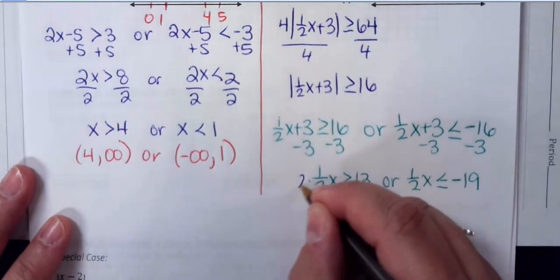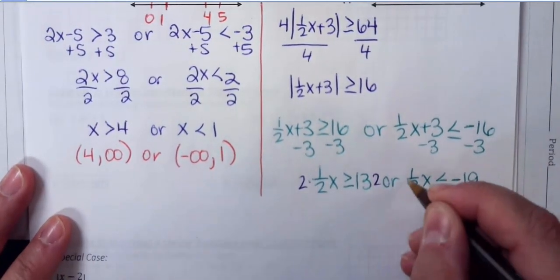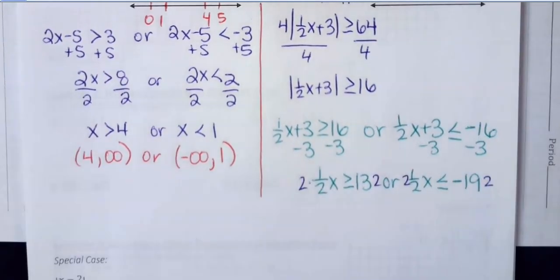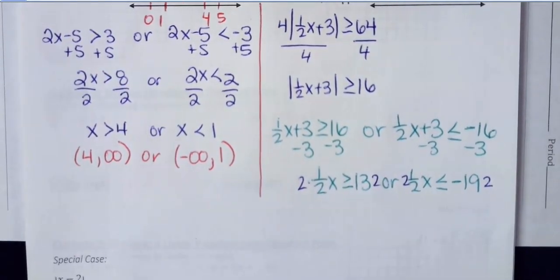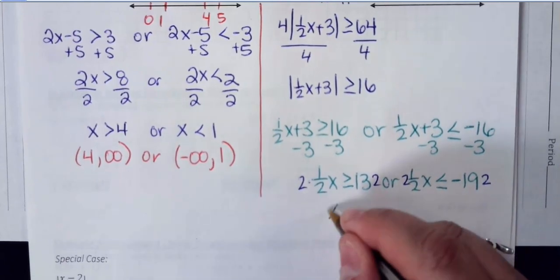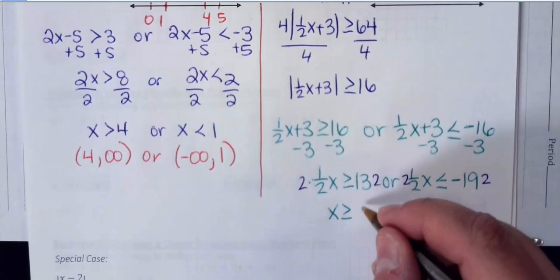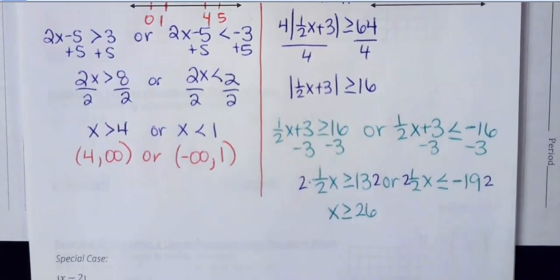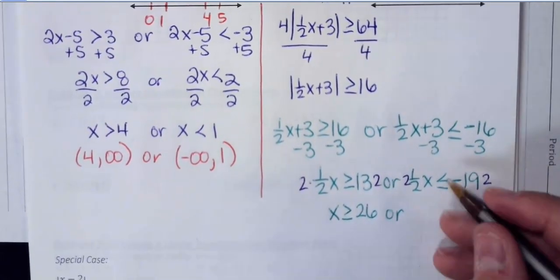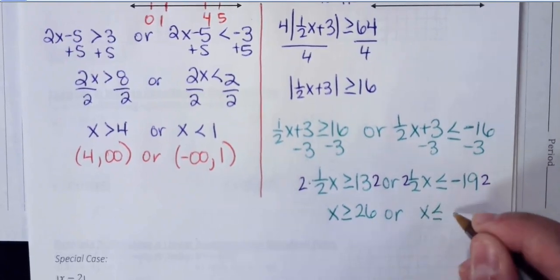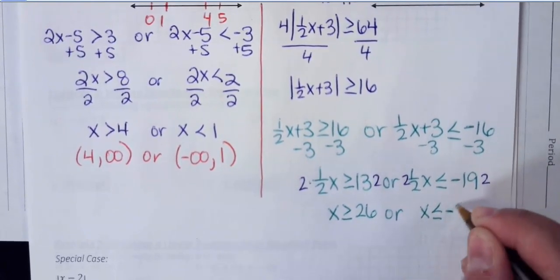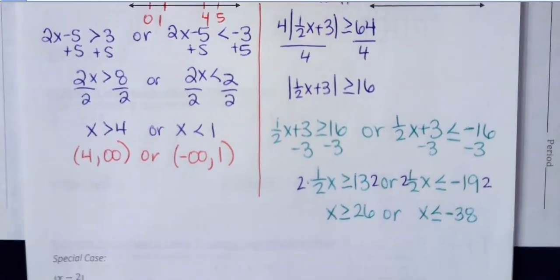If you just flip that fraction over, that's going to be the easiest way to get rid of a fraction: multiply by its reciprocal. That's not flipping any signs, since we multiplied by a positive number. So this would be x is greater than or equal to 26, or x is less than or equal to, I think that's negative 38. You guys tell me if that's wrong.